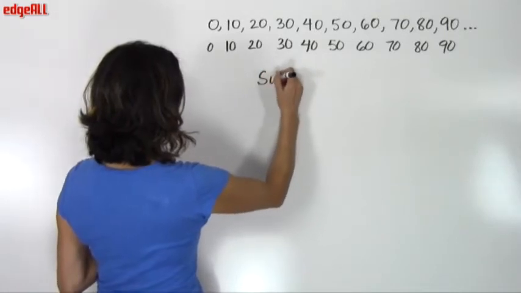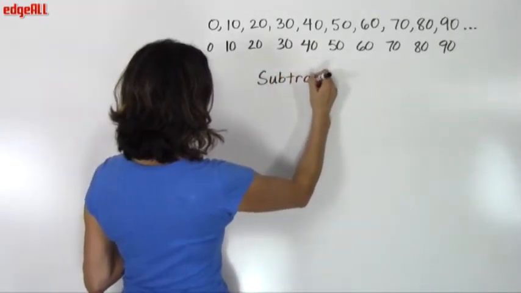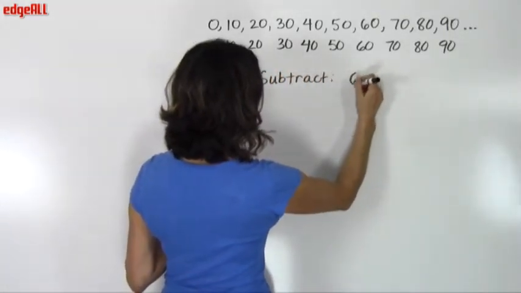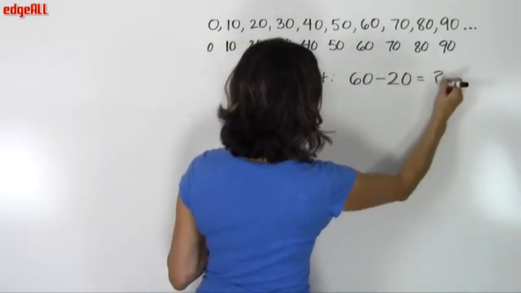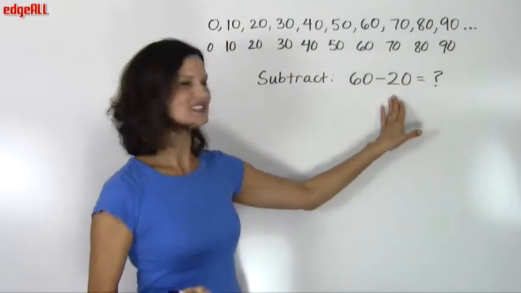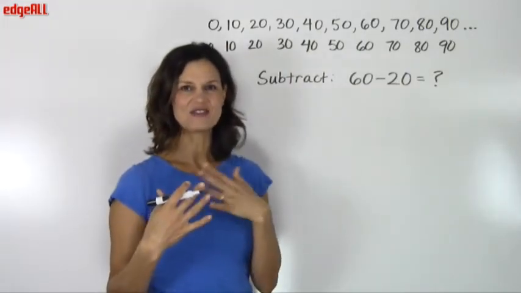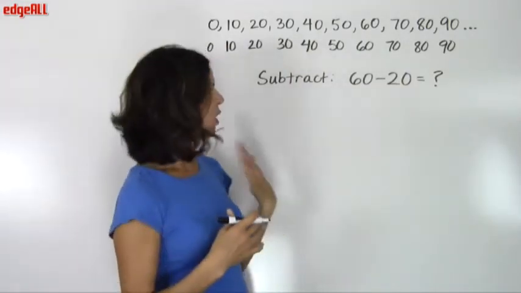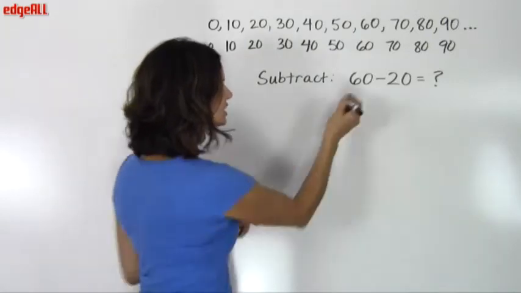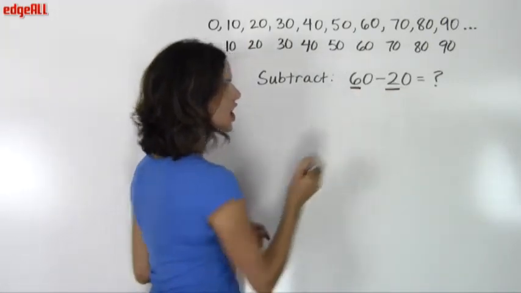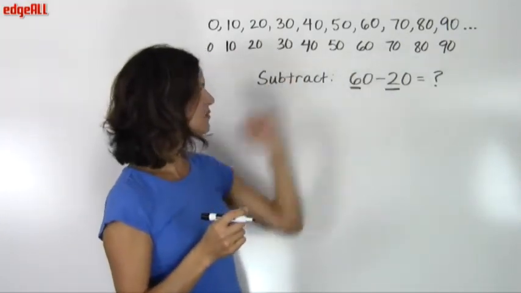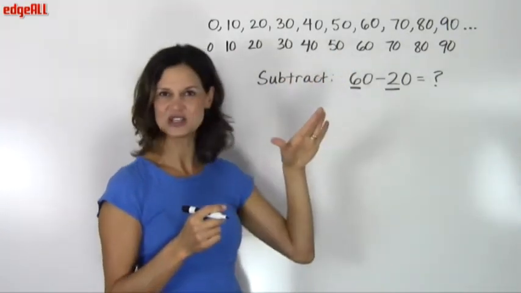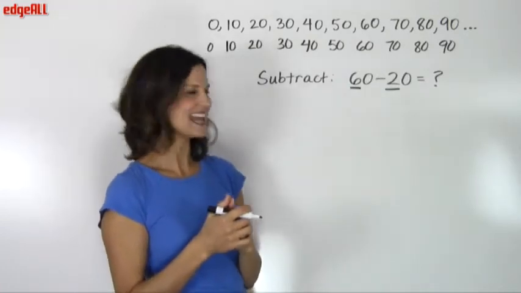So our example is to subtract 60 minus 20 equals what number? So we are going to subtract 20 from 60. So all we need to do is look at the digits in our tens place. And those are the ones that we were counting by ones up here to see that they just increase one at a time with the tens.